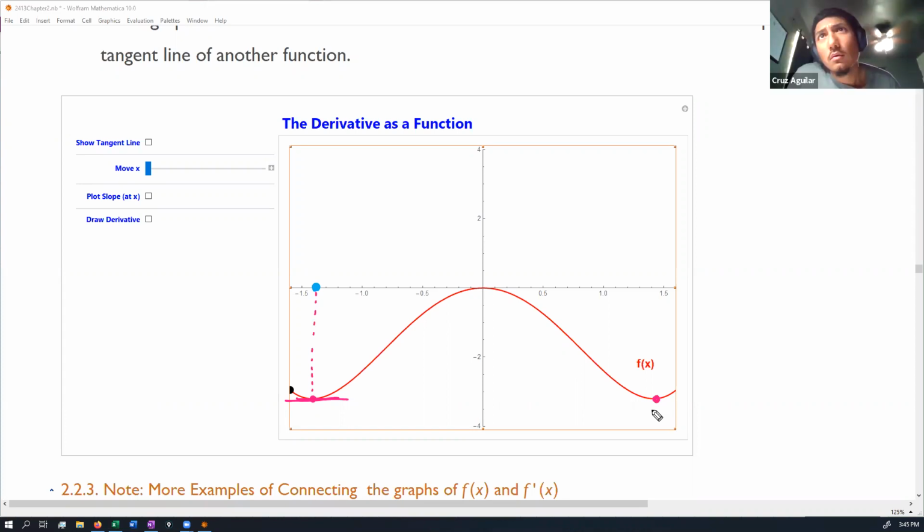We're at the bottom of that. It would be the same, wouldn't it? 0, right? So the slope here would be the same, 0. Yeah, that's right. The derivative is going to have a 0 here.